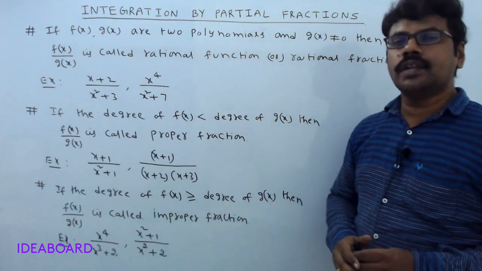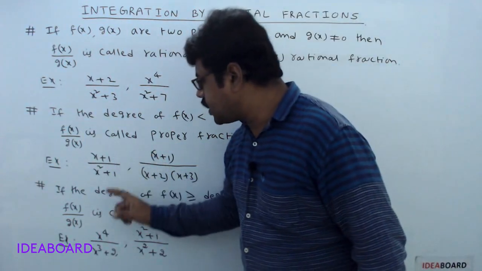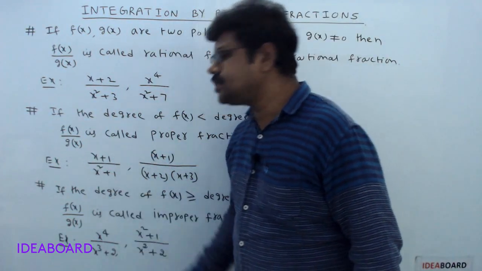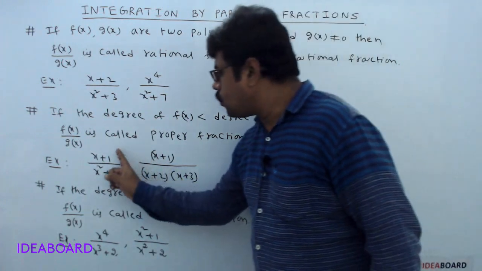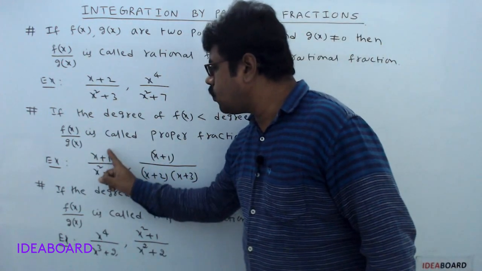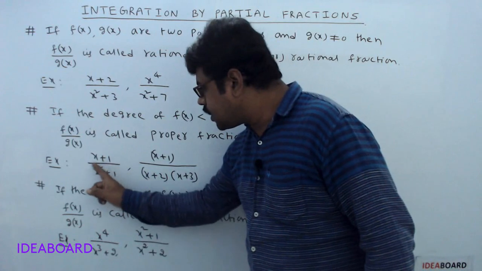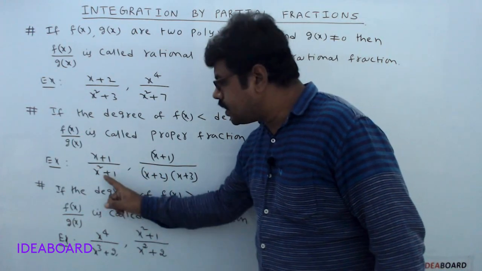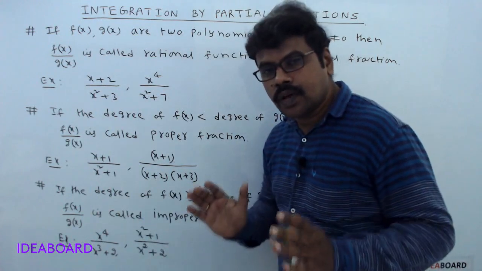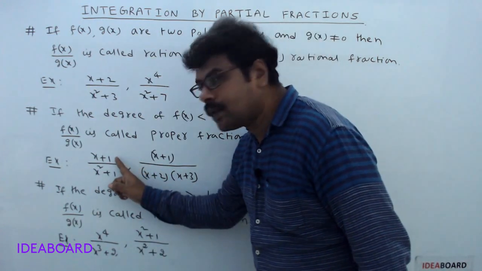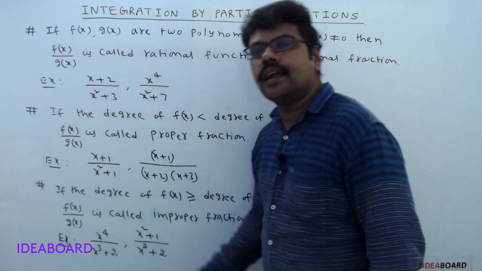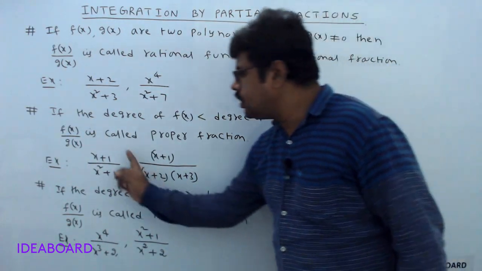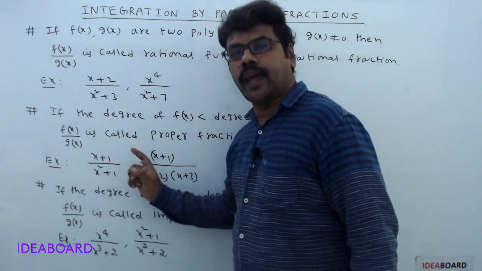Now see some examples. x plus 1 divided by x square plus 1. Here, what is the degree of numerator? 1. What is the degree of denominator? 2. So clearly, degree of numerator is less than degree of denominator. So it is a proper fraction.